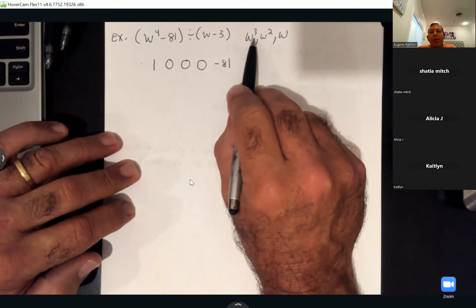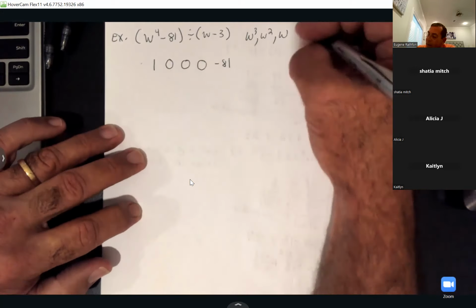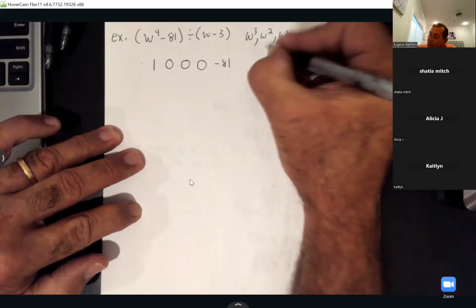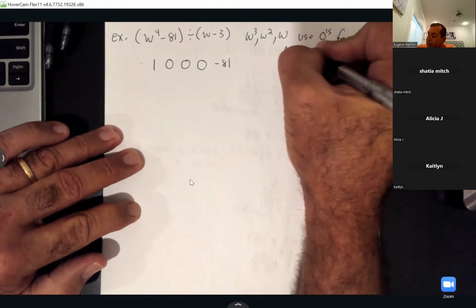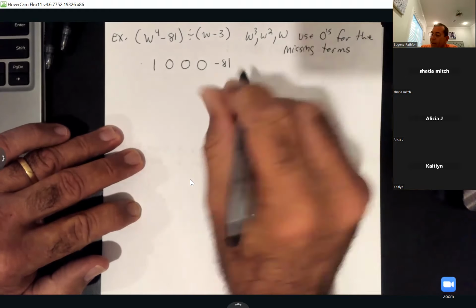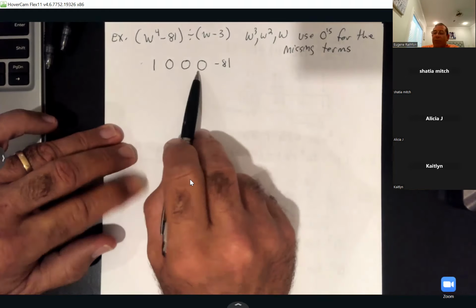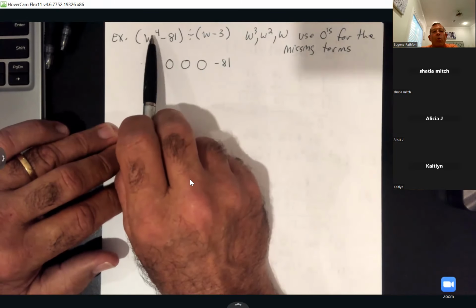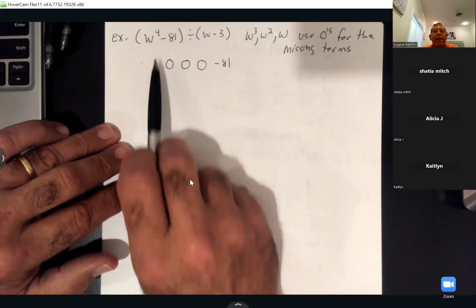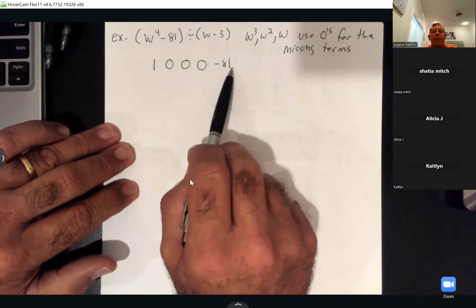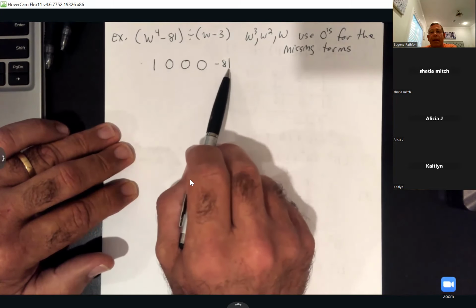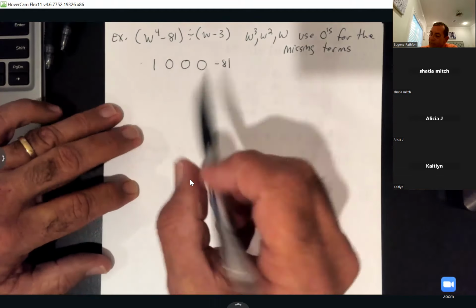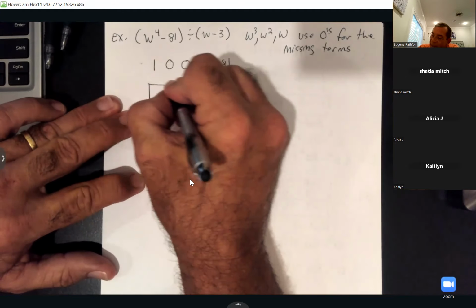So since I didn't have a W3 term, a W squared term, and a W term, we had to use zeros for the missing terms. And I was missing 3 terms, so I had to have 3 zeros here. And y'all, I'll tell you a little trick. The highest exponent, if you add 1 to that, so 4 plus 1 is 5. That means I have to have 5 spots here. 5 numbers. Okay, so you always add 1 to the highest exponent, and that'll tell you how many numbers you need here, okay? So now we'll divide this.